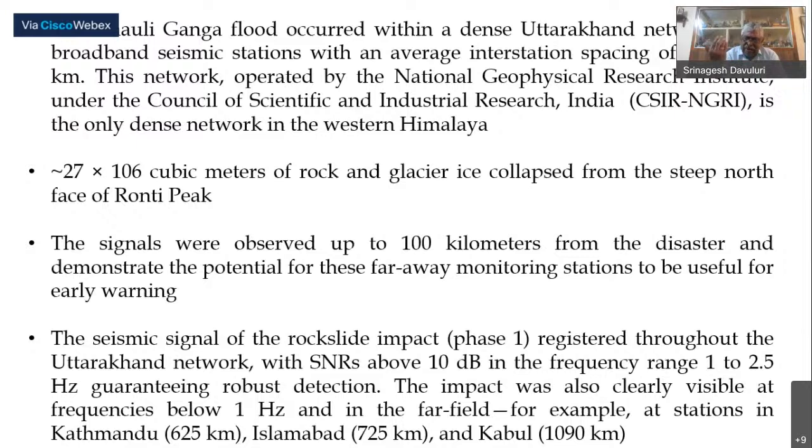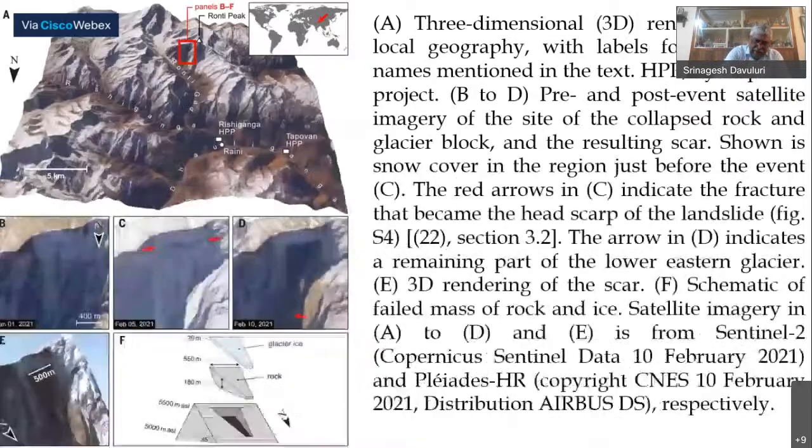The impact was also clearly visible in the frequencies below 1 Hertz and in the far field, for example, at stations located between 600 kilometers and 1000 kilometers. And what are those? Kathmandu at 625, Islamabad at 725, and Kabul at 1090 kilometers. So that is the power, and you can imagine the amount of energy released when this material of 27 into 10 to the power of 6 cubic meters of rock came and struck. So where did this event happen?